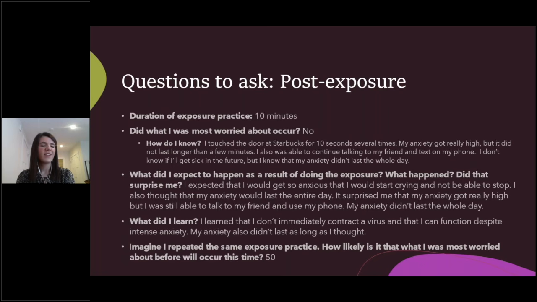What did I learn? I learned that I don't immediately contract a virus and that I can function despite intense anxiety, because I was still able to text on my phone and talk to my friend. My anxiety also didn't last as long as I thought. So imagine I repeated the same exposure practice. How likely is it that the feared outcome will occur the next time? And she says 50.